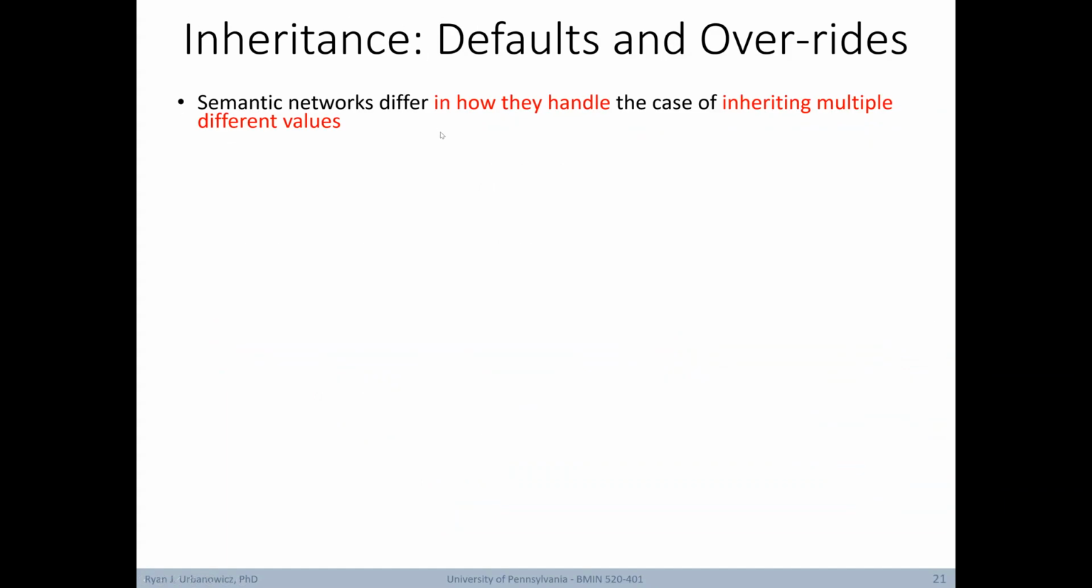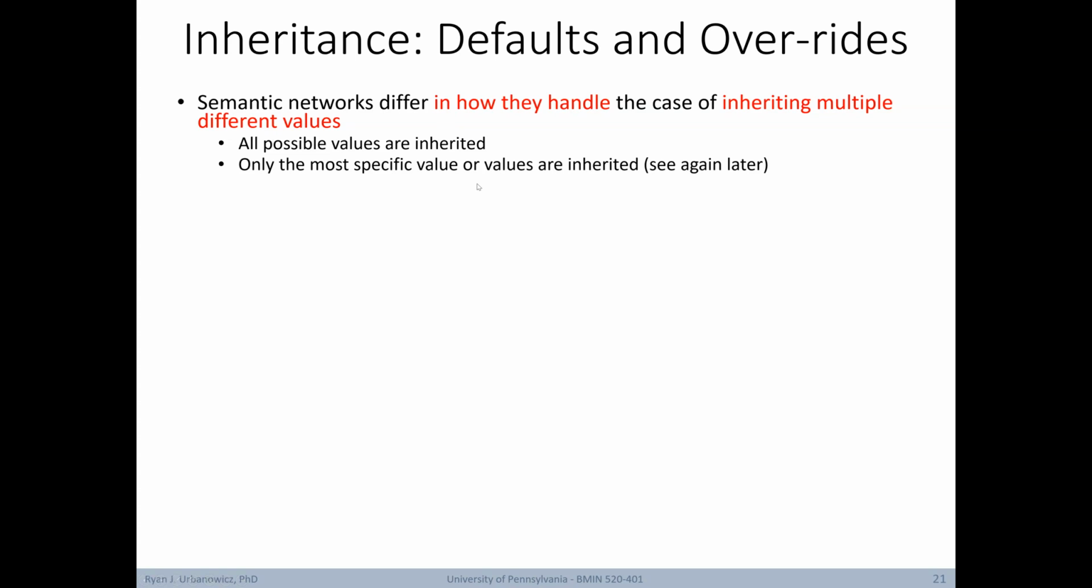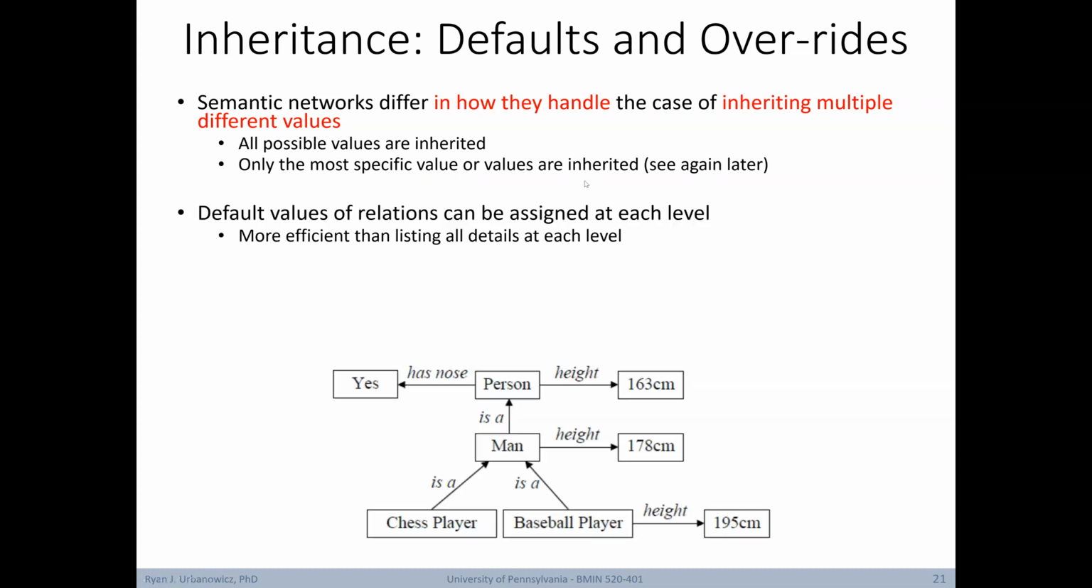Depending on the semantic network you're working with, they might handle this multiple inheritance problem differently. In other words, the specific strategy that semantic network uses to determine which values a specific object will inherit. The simplest approach is that all possible values will be inherited. However, this can lead to conflicts like we just saw. Another simpler approach that can work in a lot of situations is that only the most specific value or values are inherited. Yet another strategy is that default values of relationships can be assigned at every level in the hierarchy.